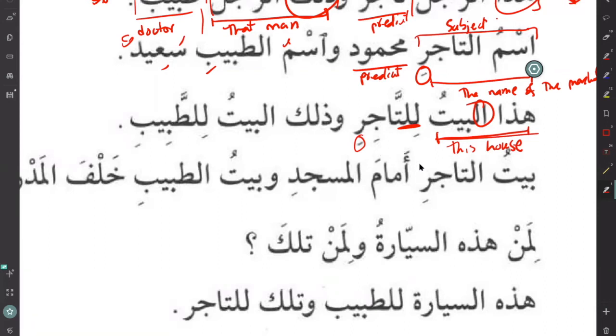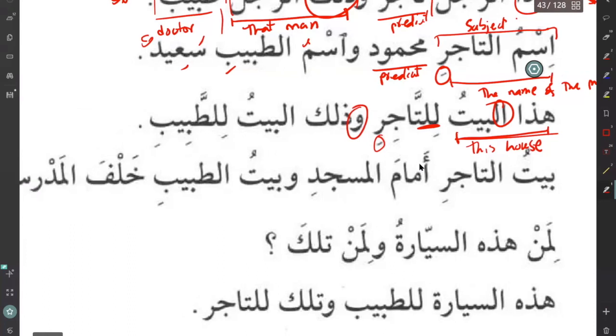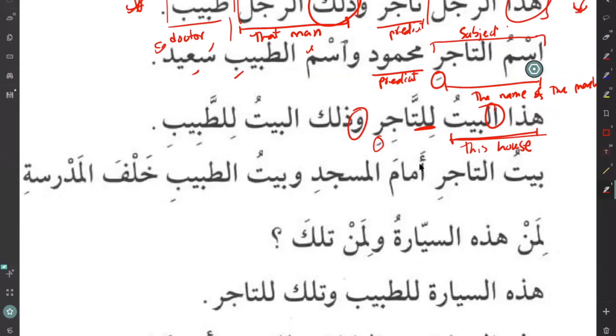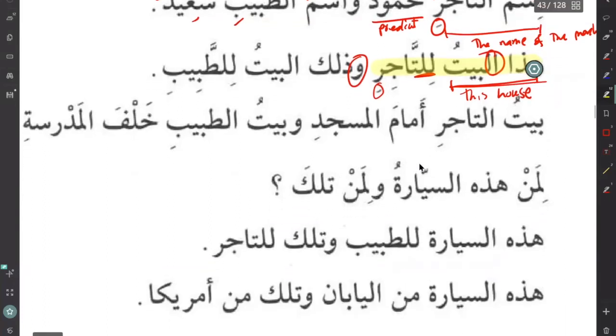That's a complete sentence. Wa is of course "and". وَذَلِكَ الْبَيْتُ, and that house لِلطَّبِيب, for the doctor. Very simple stuff, right? It's just that because he's adding more, it looks like a big sentence. Honestly, this is the whole sentence: هذا البيت للتاجر وذلك البيت للطبيب. Clear?